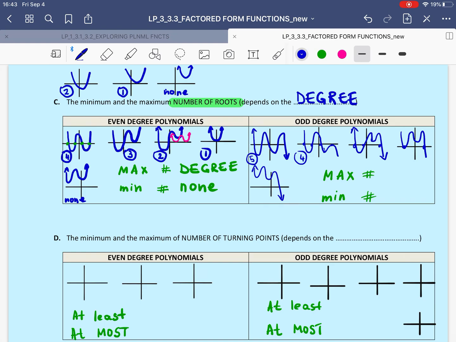So we're going to say that the maximum number of x-intercepts or roots will be equal to the degree, and the minimum number of x-intercepts is 1. It must have 1 root. Okay. So in the next topic here, we are going to talk about the minimum and maximum number of turning points. And this is fun as well.